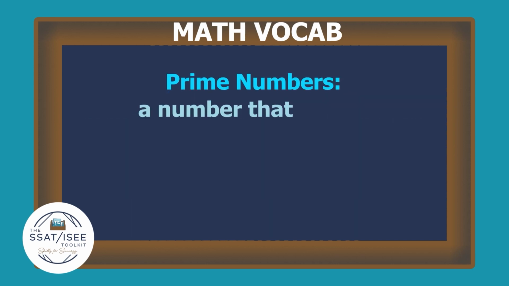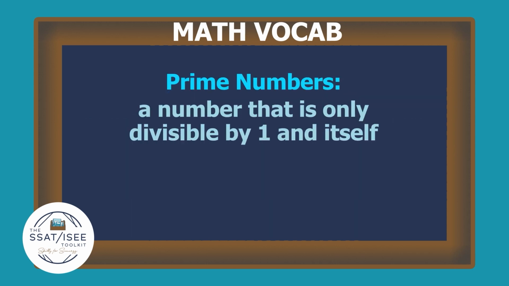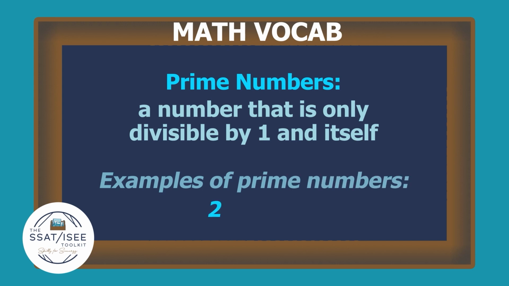Prime numbers are numbers that are only divisible by themselves and 1. 2 is the smallest prime number. It is important to note that 0 and 1 are not considered prime. Examples of prime numbers include 2, 3, 5, and 7.